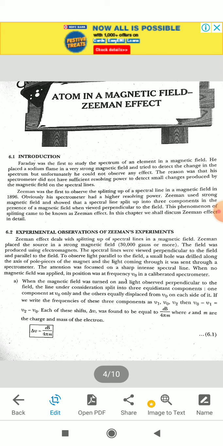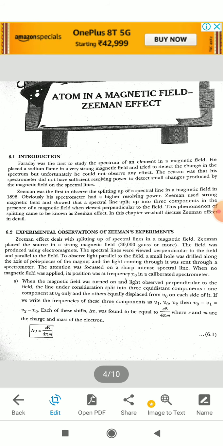For the view parallel to the magnetic field, a small hole is drilled along the axis of the pole piece of the magnets, and the lines pass through it to the spectrometer, so we can observe them. So the first observation: the sharp, intense spectral line is positioned at frequency nu naught, some particular frequency in a calibrated spectrometer. What happens when the magnetic field is turned on and we observe perpendicular to the field?